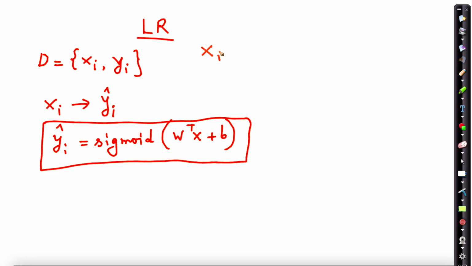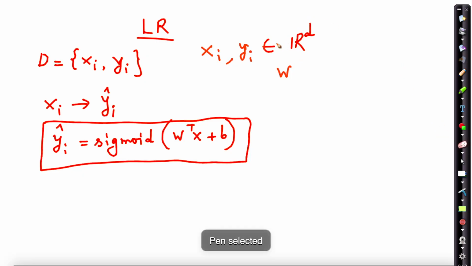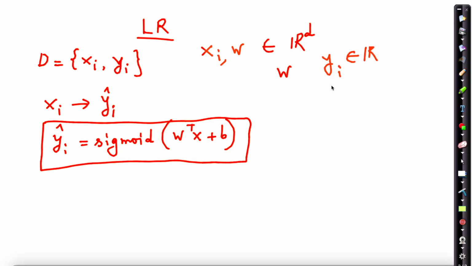Where xi and w obviously belong to dimension d. W is a vector which belongs to dimension d, right? And yi is a value; logistic regression is a classification technique, so yi is basically a scalar, right? And b is also a scalar.